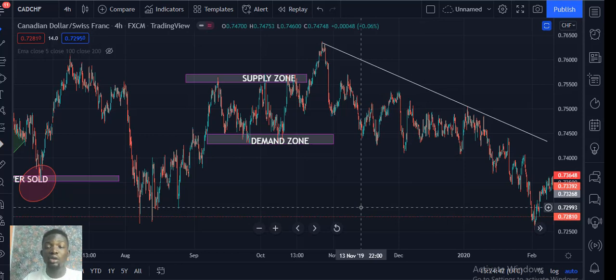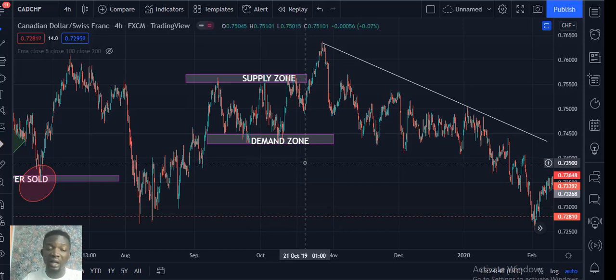Now, at times we have a long sell, we have a long buy. That's why you need to take note of the market trend. Before you decide to buy or before you sell, make sure you know the trend of the market, because you can't trade against the market trend. Don't do that. Make sure you know the trend before you want to go in for a buy or a sell.